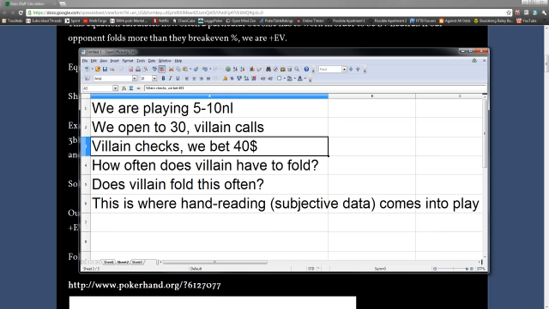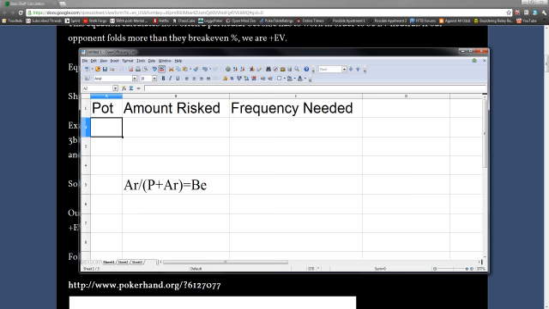So there's a couple things we want to find out. First thing we want to find out is the objective data. How often does Villain have to fold? So let's go ahead and plug it in. The pot is $60. The amount risked is $40. We just plug it in, and we can see the equation right down here. Amount risked, 40, divided by the pot, 60, plus the amount risked, 40. And that is going to be the amount the bet has to work.